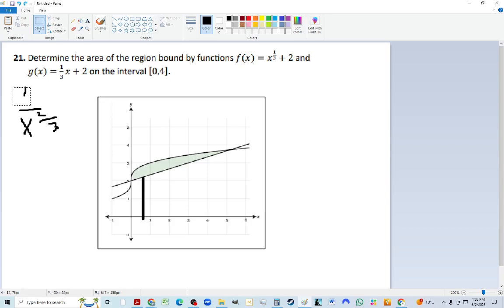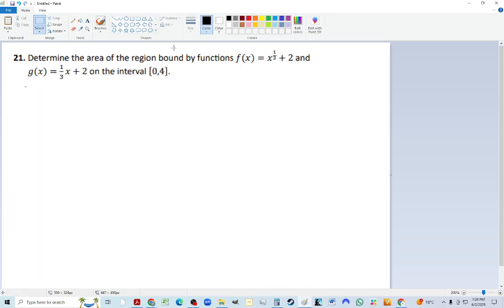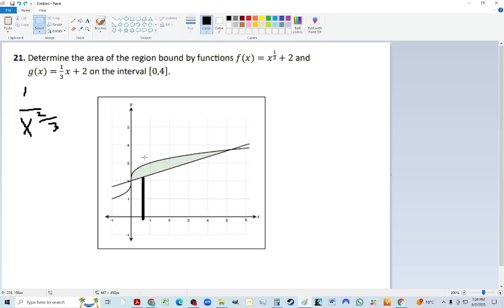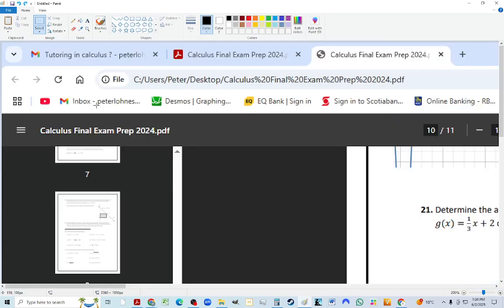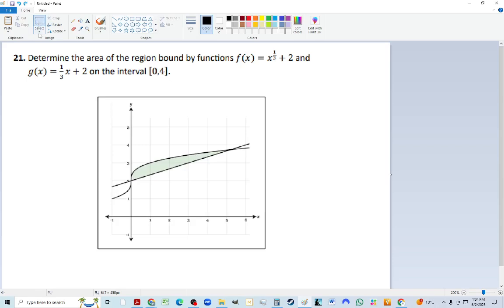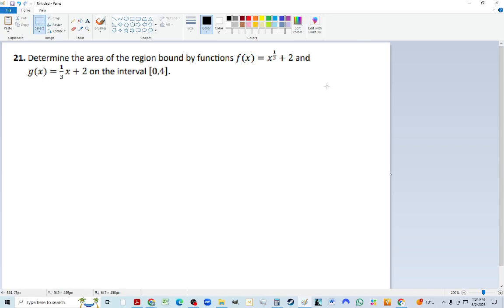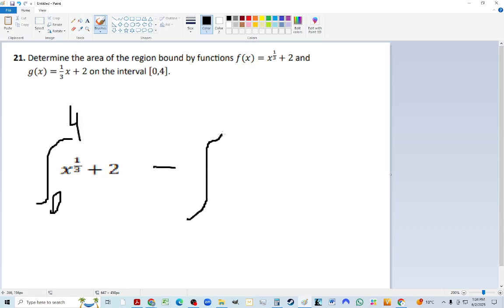And we don't really need the graph anymore. As I said, it's the top graph, which is the cube root, minus the bottom graph, which is the line. So you have to find the integral of this one, going from 0 to 4, minus the integral from 0 to 4 of this one.